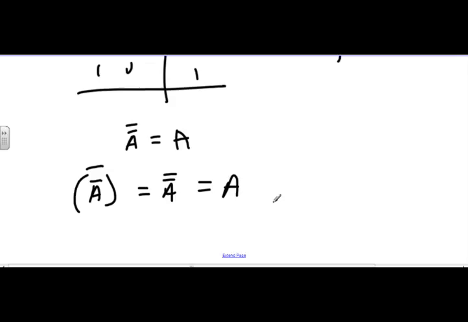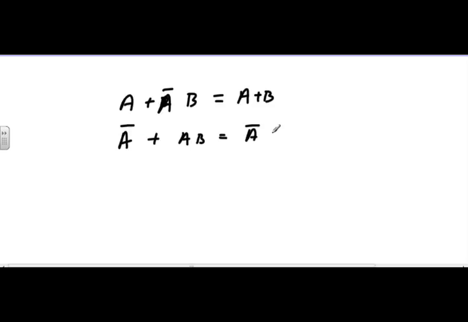This is the weird one, and the one I always forget. If I have A or A naught B, I'm going to have A or B. If I have A naught or AB, then I'm going to have A naught or B. I don't remember that one like I remember the other guys, because this is slightly less intuitive. But if I do a truth table and I have A, and I have A naught, and I have B.